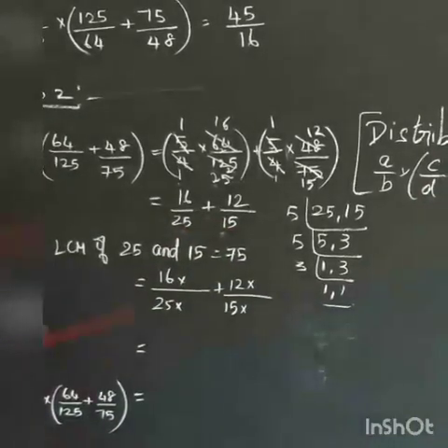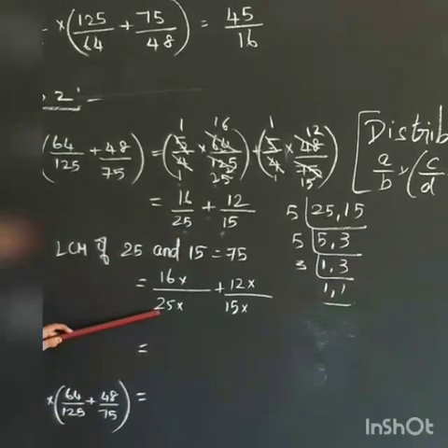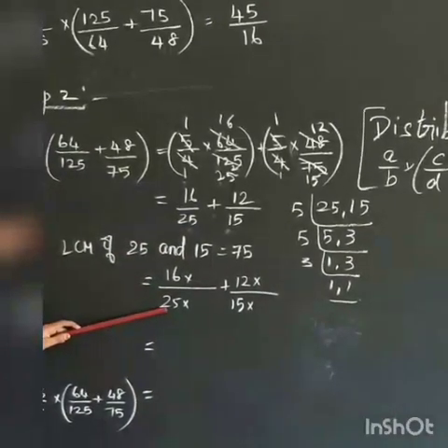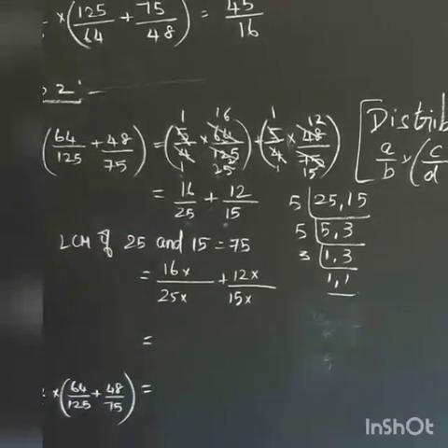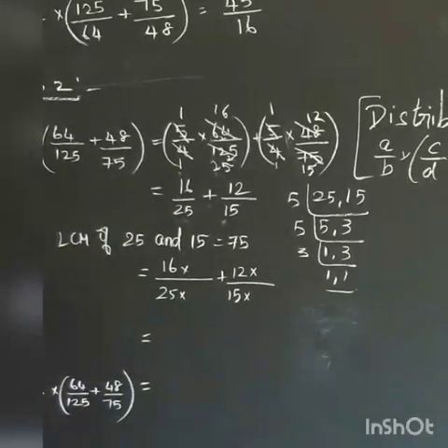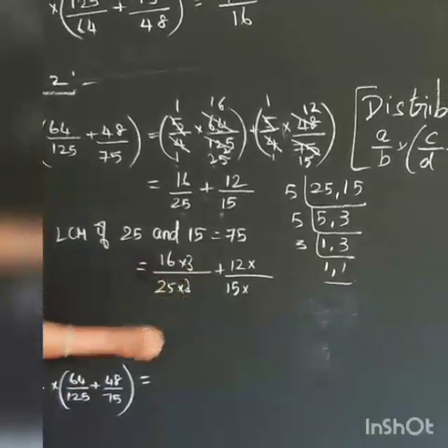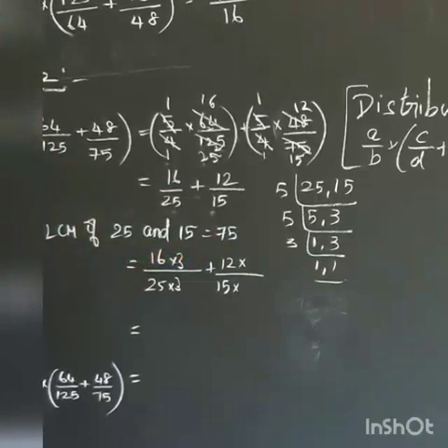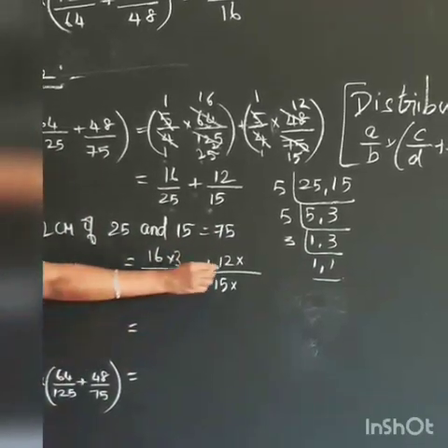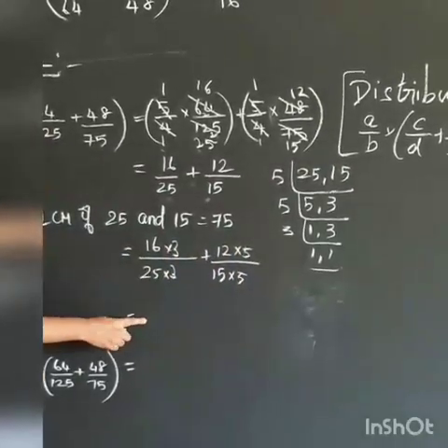Now the first rational number is what? 16 by 25. So here the denominator is 25. So in 25th table, 75 how many times? 1 25 is 25, 2 into 25 is 50, 3 into 25 is 75. So both the sides multiply by 3. Similarly here 15. So in 15th table, 75 how many times? 5 times. So both the sides multiply by 5. Okay, now simplify and write the answer here.